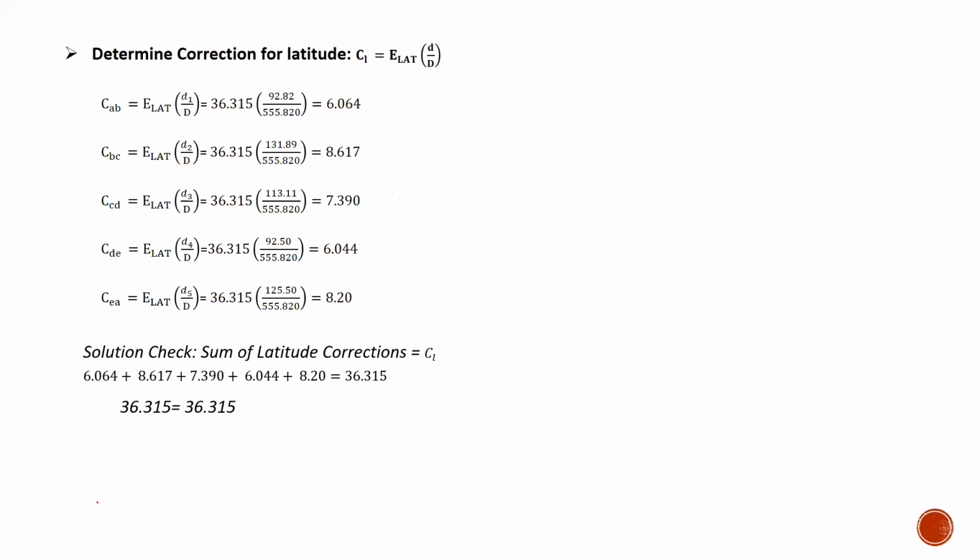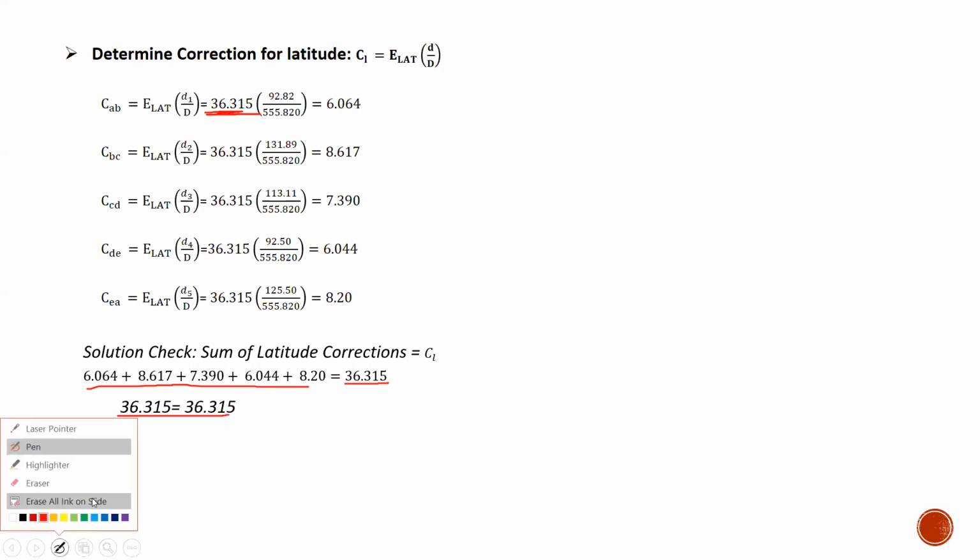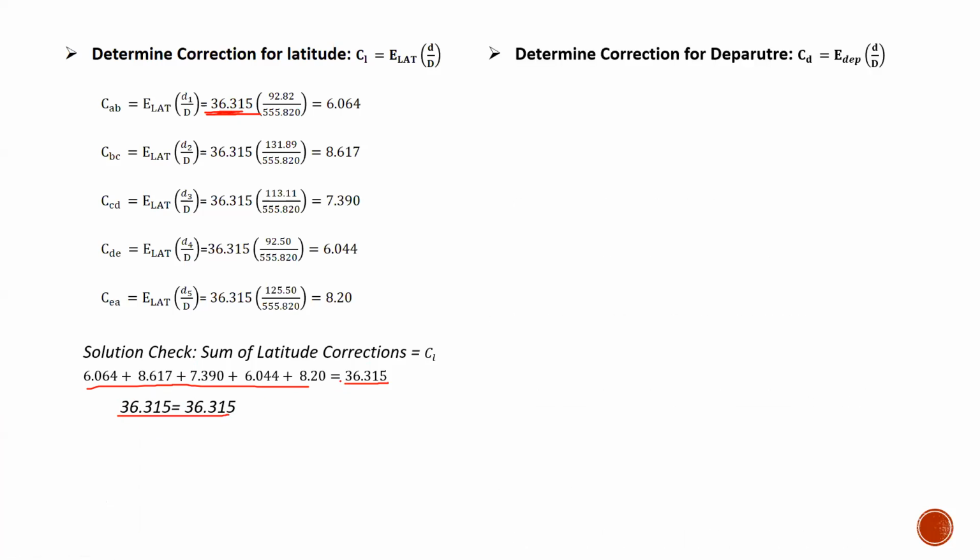So, we do this at least our random checking, kasi mahirap na kung nagkamali ka. Marami kang babalikan along the process. So, time to time, you need to do the random checking. Dapat, as you can see, inadd natin tong 5, we get 36.315, which is just equal to our error. Next is we have here the determine the correction for the departure naman.